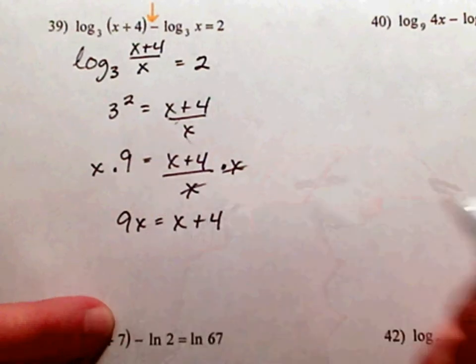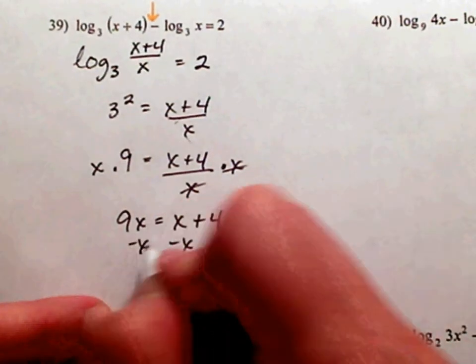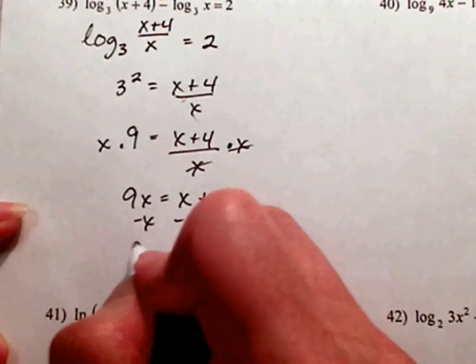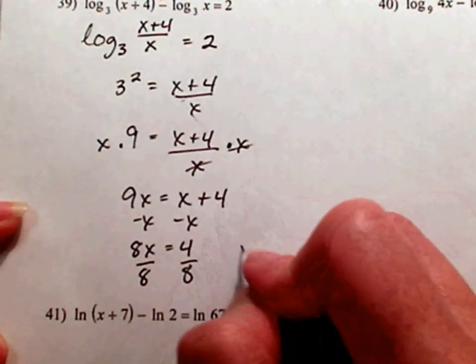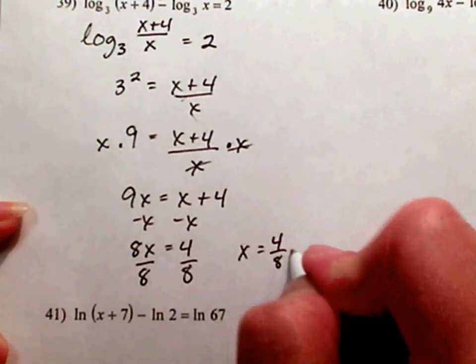Solve. Subtract x on both sides. 8x is equal to 4. Divide by 8. Divide by 8. X is equal to 4 over 8, which is 1 half. Okay?